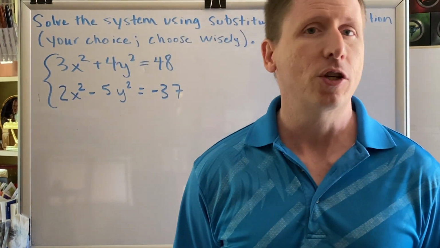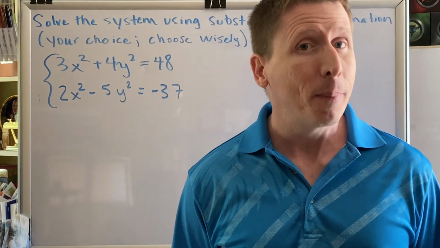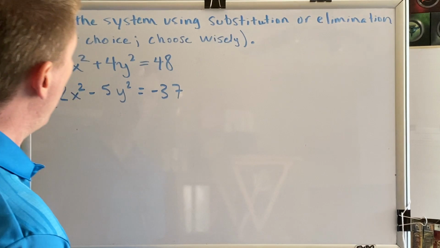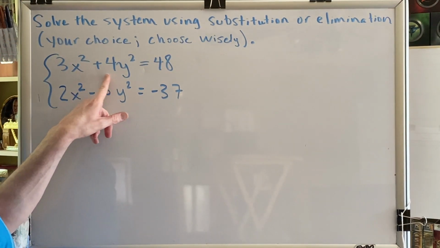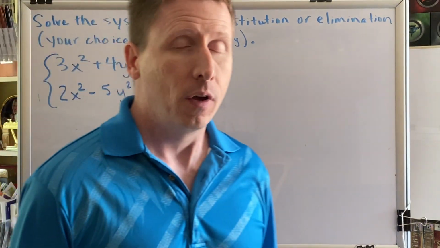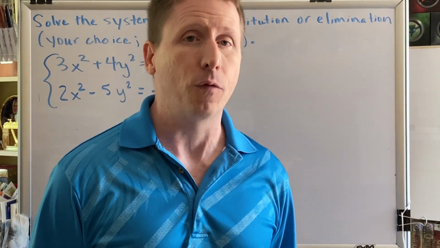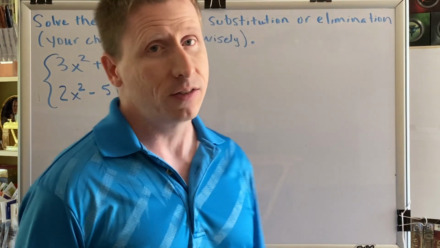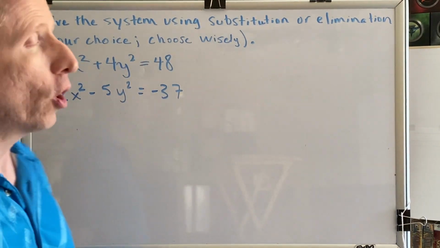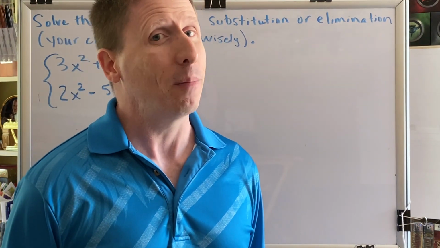The goal of the elimination method is to make terms opposites. So I need signs to be different. I notice that in this problem, my y's in the top equation are positive and my y's in the bottom equation are negative. Therefore, y makes a good candidate for elimination. The trouble is, the top y has a coefficient of 4 and the bottom y has a coefficient of 5. We need to make them match.